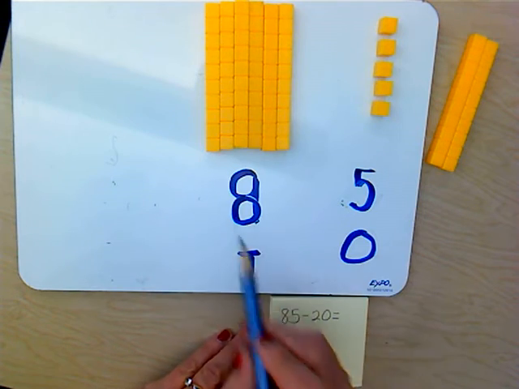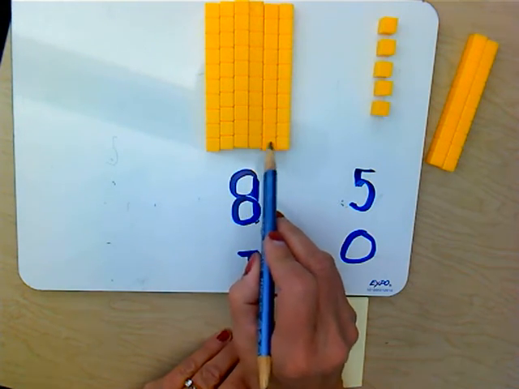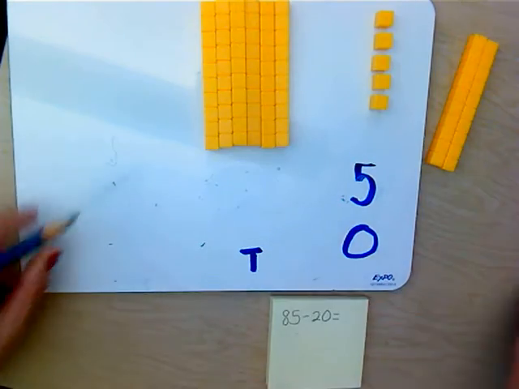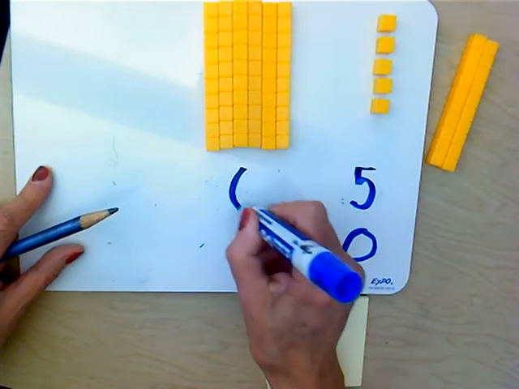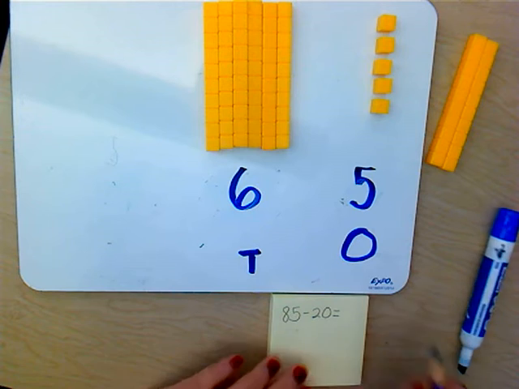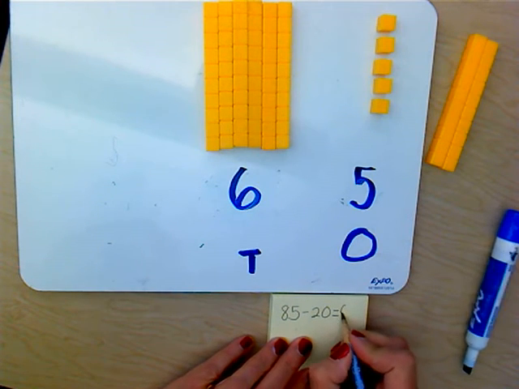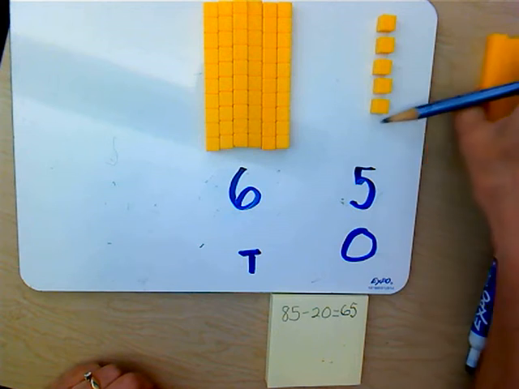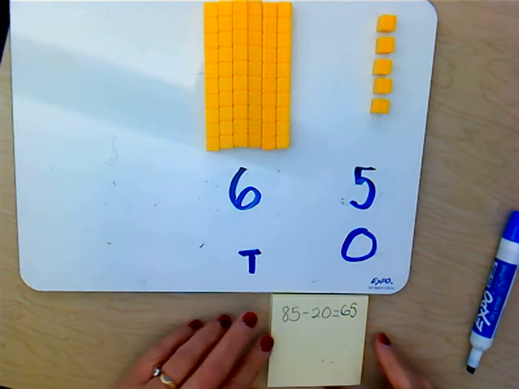What would that leave me? 1, 2, 3, 4, 5, 6 tens now. 6 tens. Do I still have 5 ones? 6 tens, and I still have 5 ones. So what does that leave me with? 65. Wow, I'm losing a lot of these, aren't I? Whoo, I am really going down in my numbers.